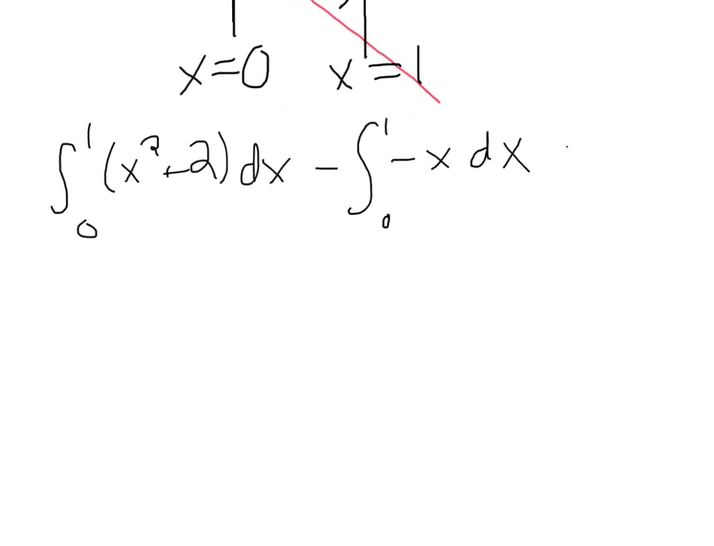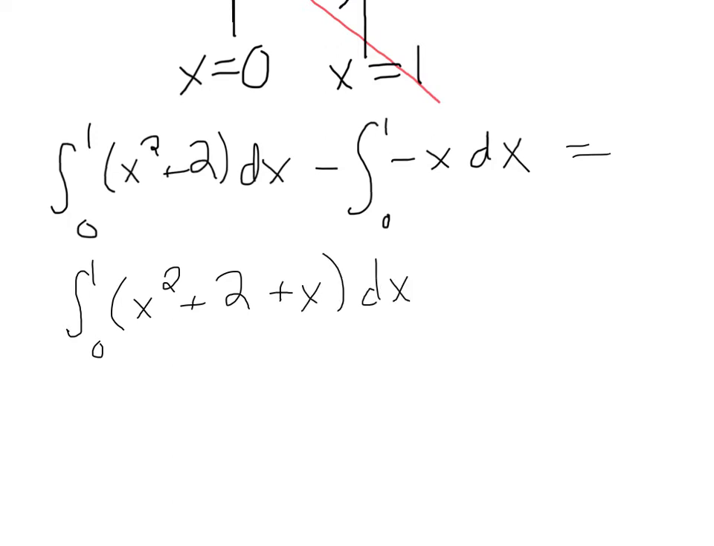All right, let's just say that that's going to be from 0 to 1, and we'll have x squared plus 2 minus negative x. So I'm going to say plus x dx. And then we just need one integral, and that's a little better. Okay, so let's do the definite integral.